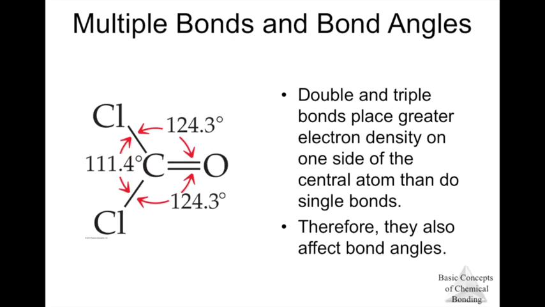When you have multiple bonds, double and triple bonds, these guys put an even greater electron density on one side of that atom, so they're also going to affect your bond angles. And so you can see here, you have a lot of electrons concentrated right here. So instead of being equal all the way around, this is a greater bond angle. These electrons are forcing these chlorines away from them a little bit, so decreasing that angle.